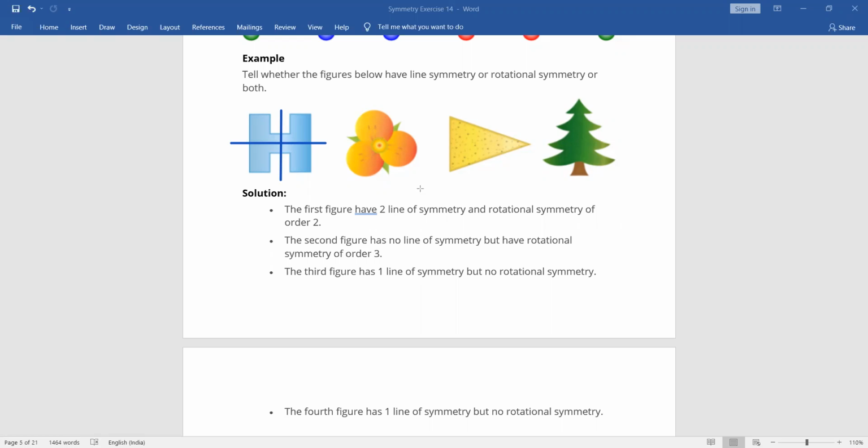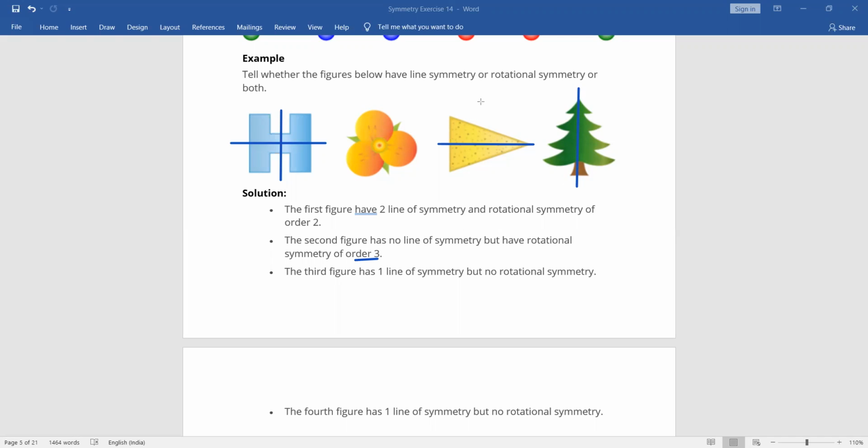Here, no line of symmetry is there. In this diagram there is no line of symmetry, but when we rotate it, the order of symmetry is 3. In the third figure, a line of symmetry is there, but no rotational symmetry. Again, in the fourth diagram, a line of symmetry is there, but no rotational symmetry. So we can say that in a few diagrams we have line symmetry, in a few we have rotational symmetry, and in a few we have both.